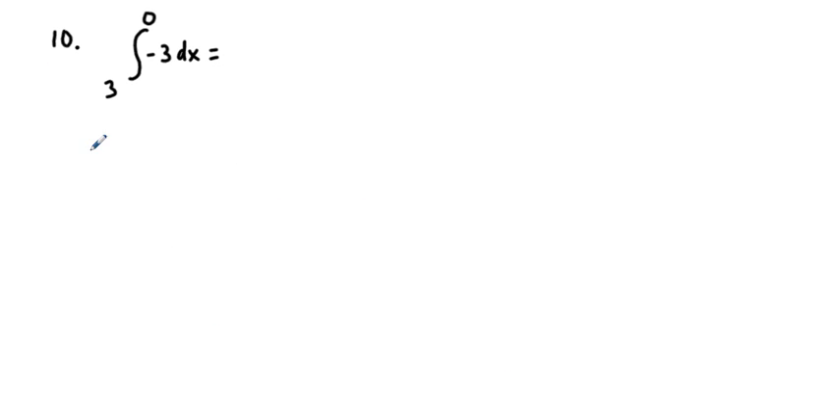Now the last one, 10. From 0 to 3, from 3 to 0 is going to be negative 3 dx. What that looks like is this. I'll try to draw a more or less horizontal line here. Okay, it looks a little better. So we have negative 3 dx.